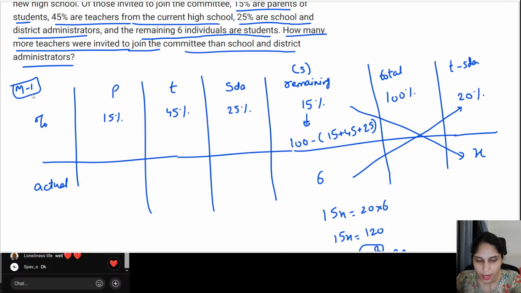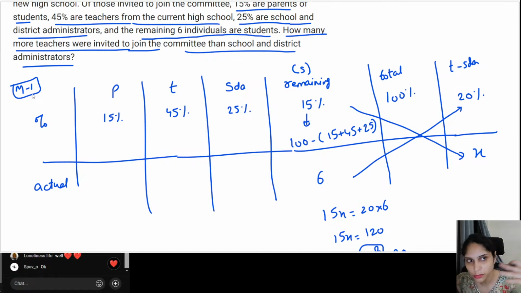Okay. So what you would have done, the longer method, would be you first find out how many total are there, because 15% is 6. So what will be 100%? And then you find out how many teachers are there, how many school and district administrators are there, and then you subtract it. Too many steps. Or even if you're cross multiplying, you will first find out teachers, then you will find out school and district administrators. No need.